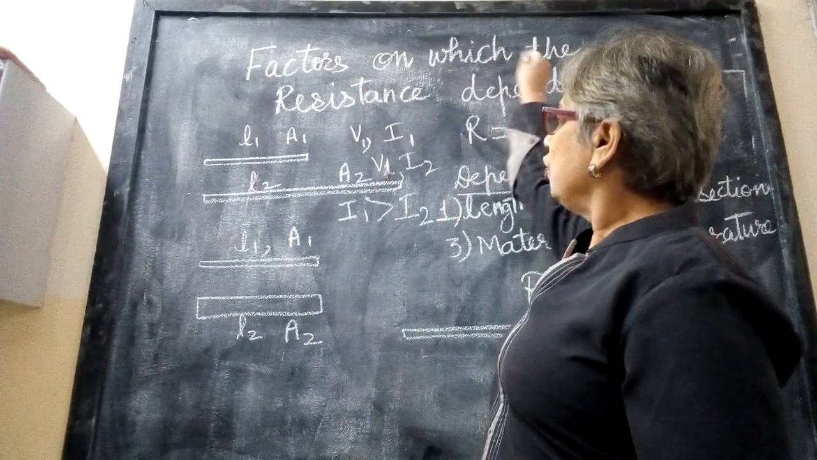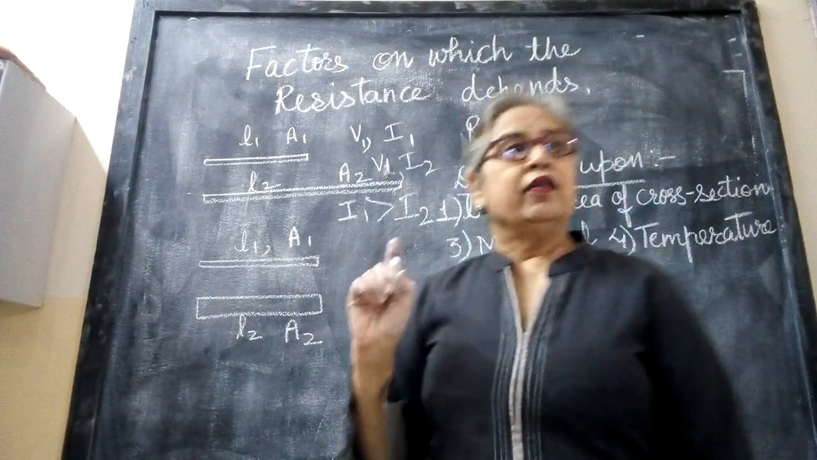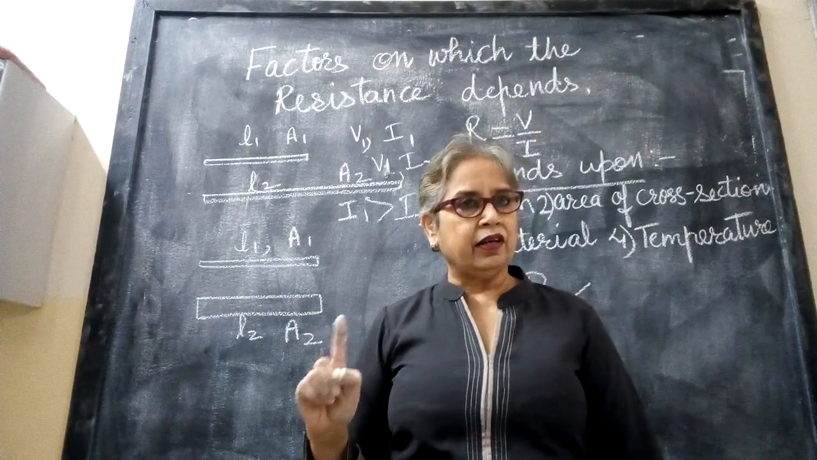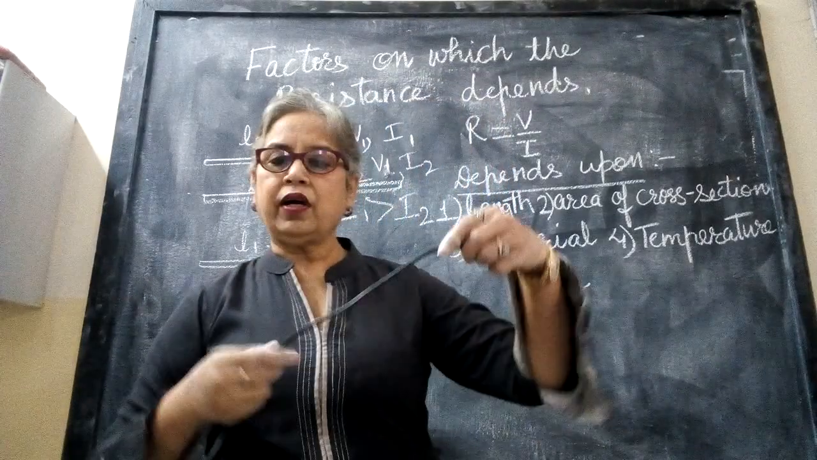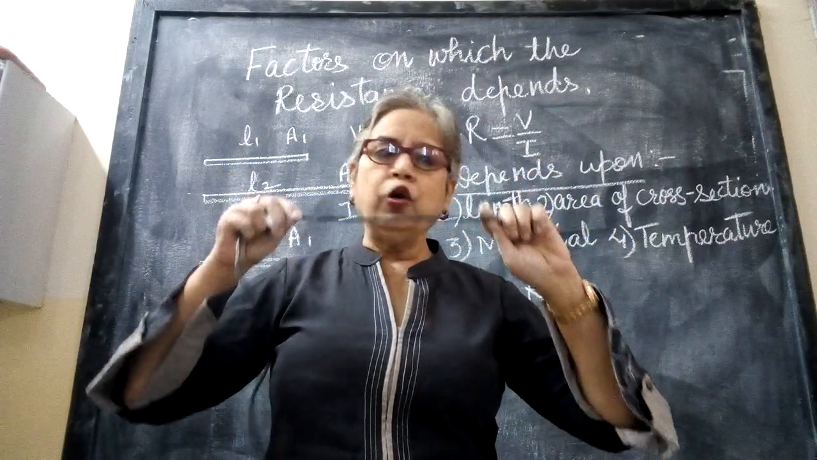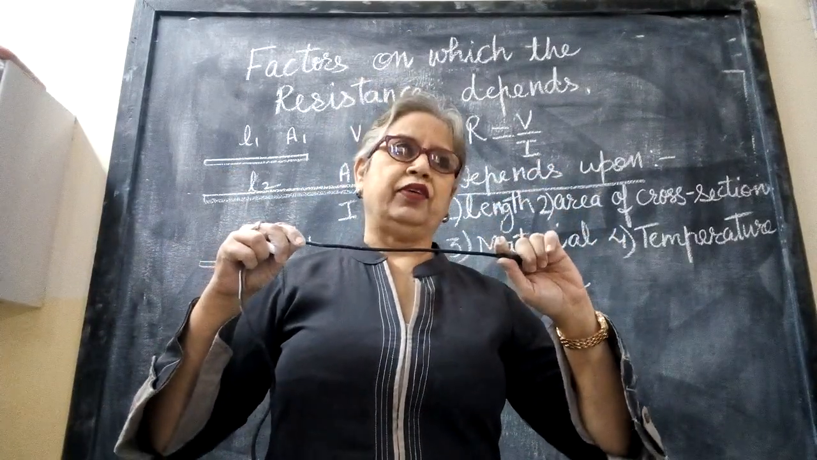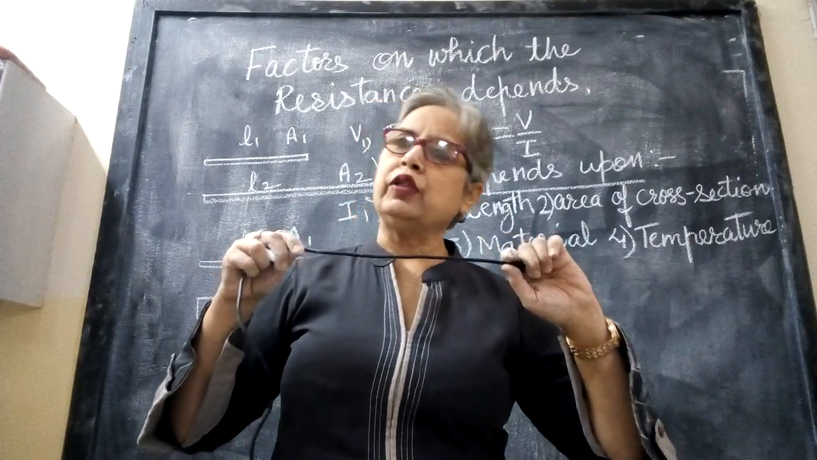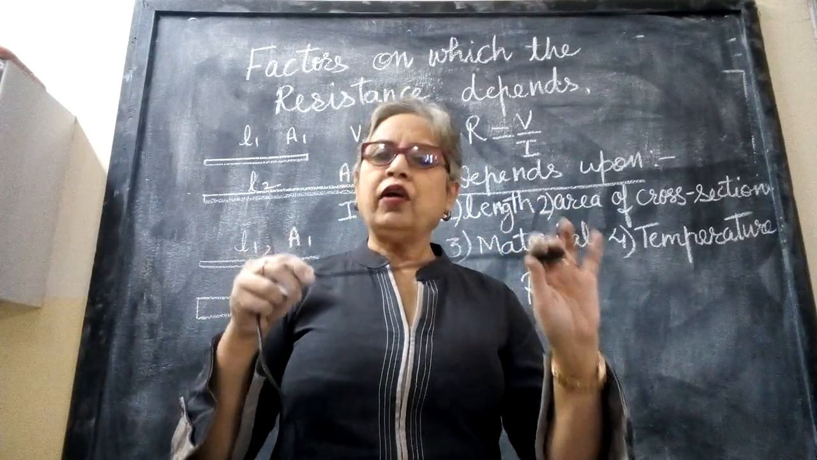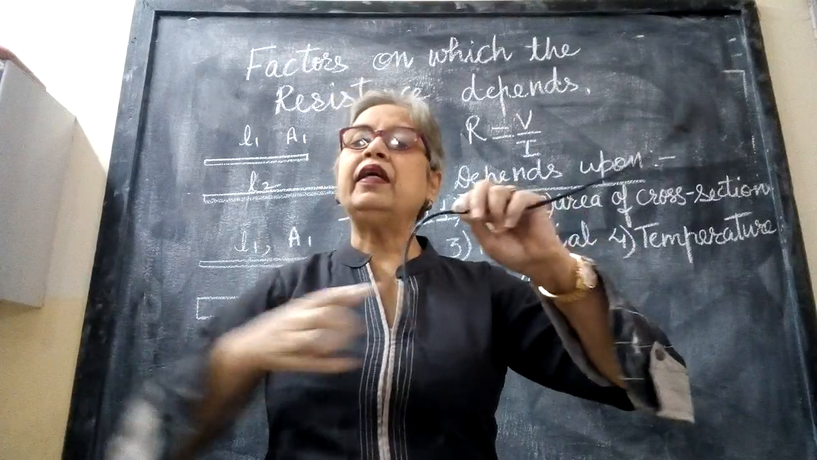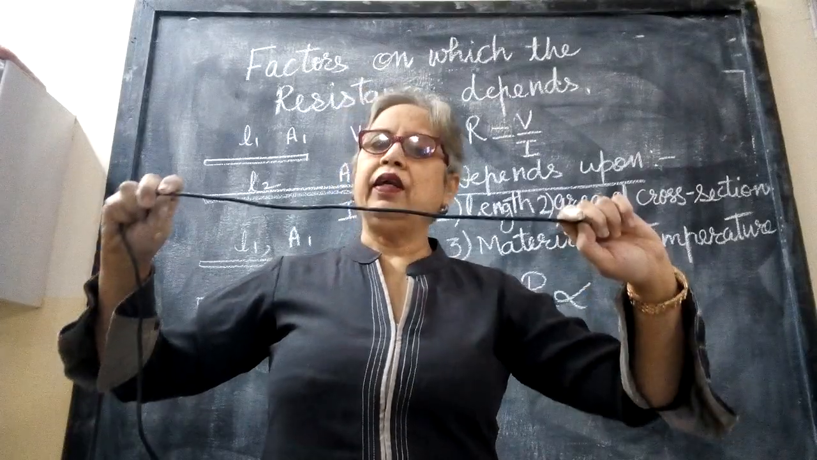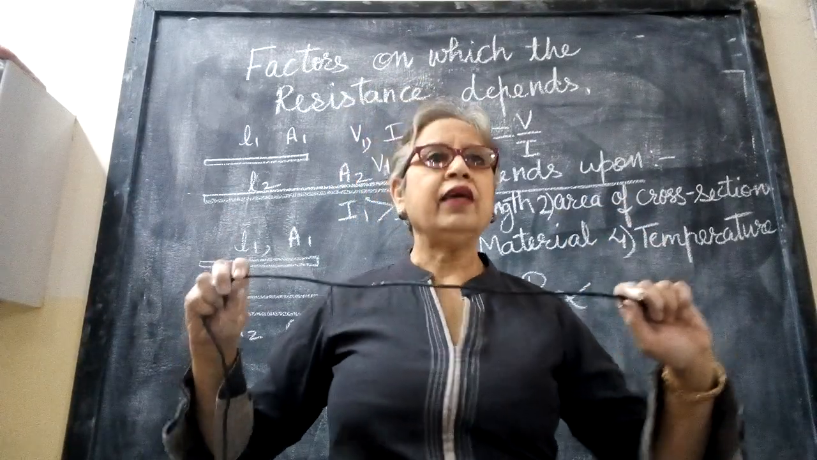Students, factors on which the resistance depends. For this we have to perform an activity, which is activity 12.3 in your NCERT books. In that activity, first you have to take a wire of length L1, then you note down the reading of the ammeter. That will give you the amount of current flowing through this particular resistor. Right? Now you are going to increase the length. But the wire is same, material is same, area of cross section is same, only the length has increased.